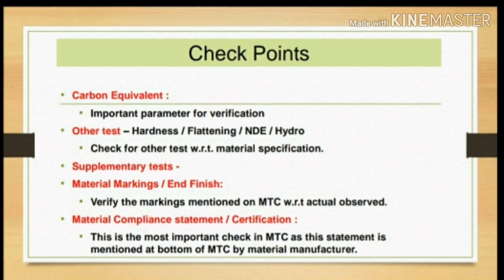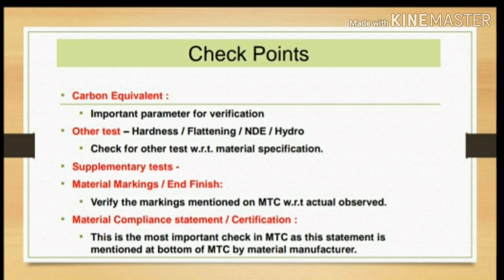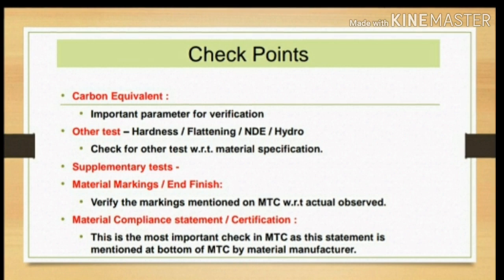Now the next parameter is the material compliance statement and material certification. This statement is mentioned at the bottom of the mill test certificate by the raw material manufacturer. This statement is given by the manufacturer because he has complied with all the requirements as per the material specification, and the material is complying as per the relevant material specification. So every MTC has to have this statement, so that all the parameters are complied with by the raw material manufacturer.